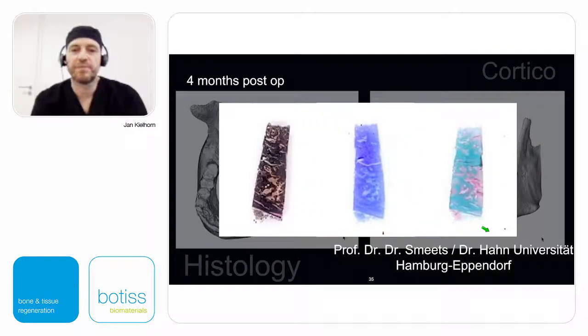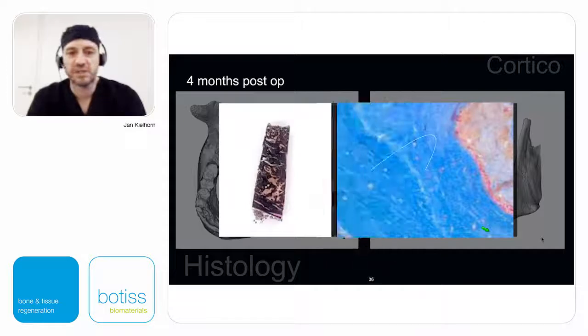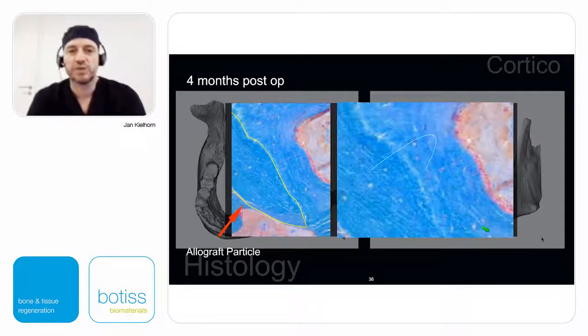With Professor Dr. Smets and Dr. Hahn, University of Hamburg, they did some very nice histology on this bone to show that if you look at an allograft particle in this bone, you will see in the magnification here, of course, the bone particle, the allograft particle.